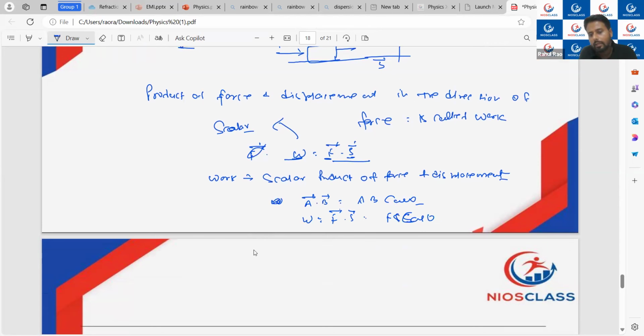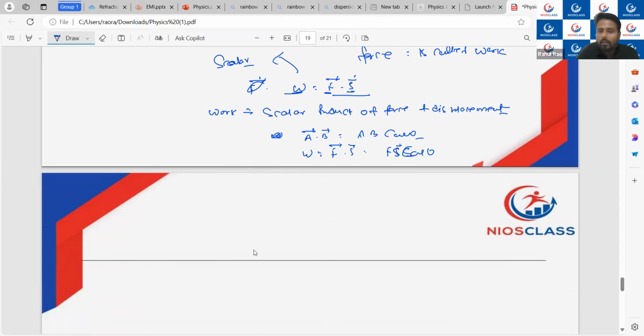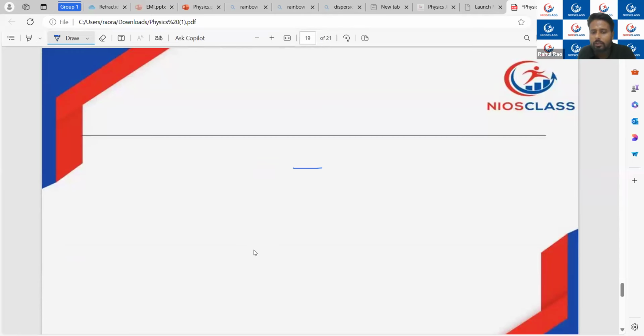Fs cos theta. Correct. What will be the theta here? Theta will be the angle. Suppose this is the body and the force is not acting in the direction of the displacement. They are acting at angle theta and displacement is in this direction. So in this situation, what is the work? So work is said to be Fs cos theta. Okay, Fs cos theta. Is it clear?